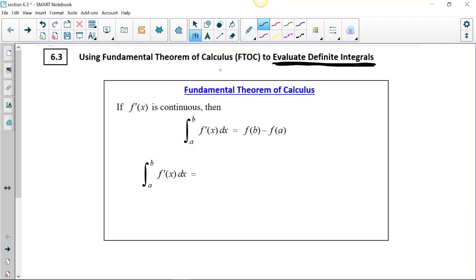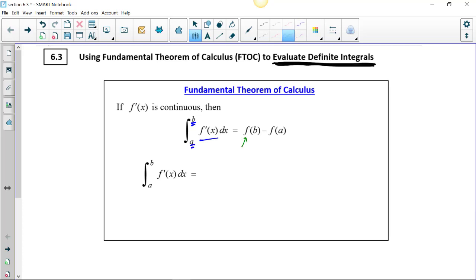This is so exciting. We talked about the fundamental theorem of calculus in section 5.5, looking at some applications. But now we can actually use it to evaluate. So we said, if our integrand has to be continuous, meaning it has to be defined for all values on the interval from a to b, then we can evaluate that definite integral by plugging in our limits of integration into our original function f.